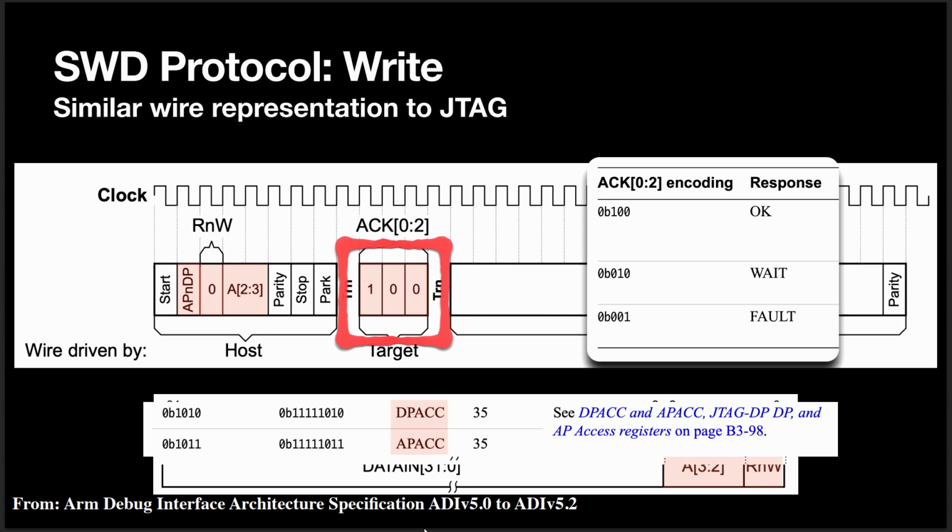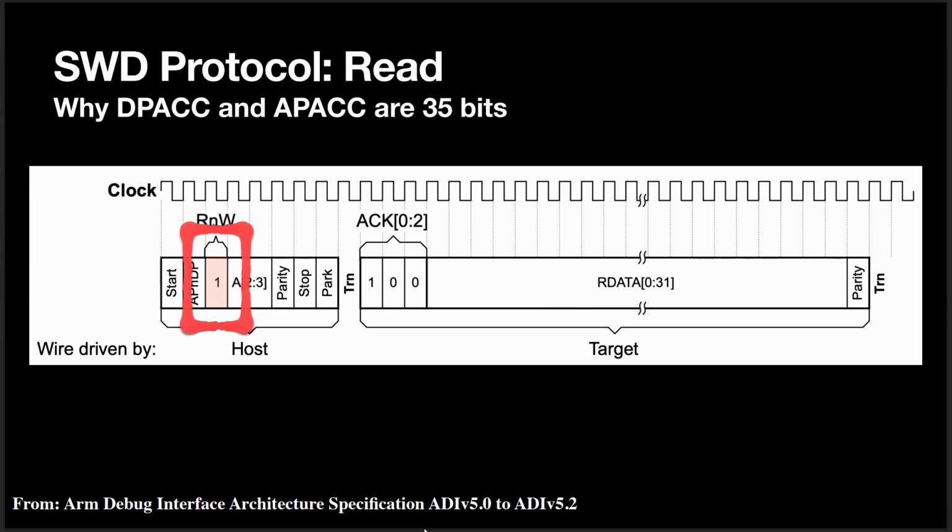So because there's a lot less overhead, this can usually be faster. They also threw a parity bit in there just for good measure, so it's also more reliable than JTAG. And of course, reading is the exact same, except the read and write bit is now 1 instead of 0.